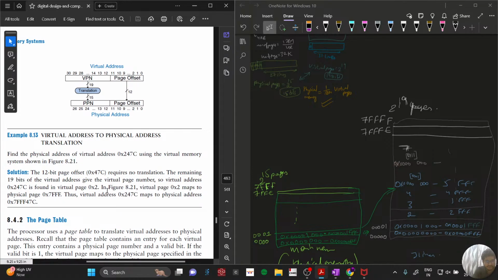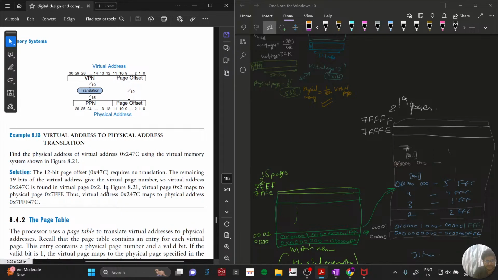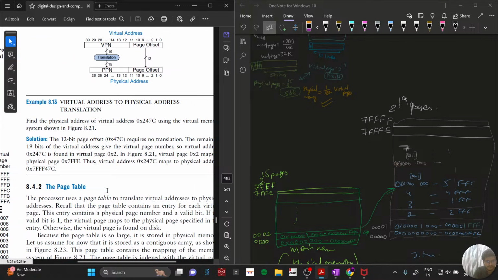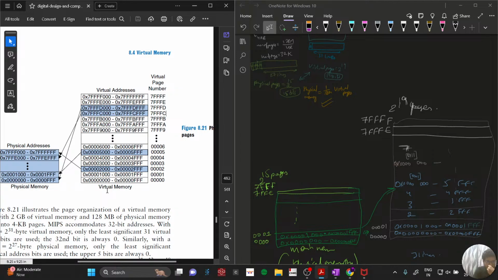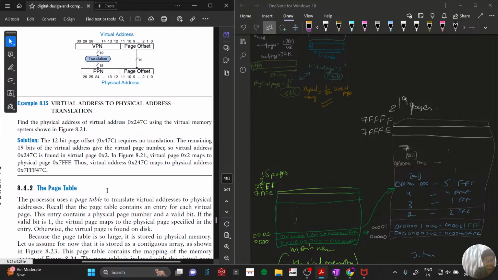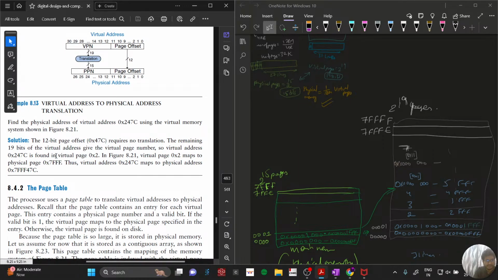Find the physical address of virtual address 247C. 47C is the offset using the virtual memory. The remaining 19 bits of the virtual address give the virtual page number. So the virtual address is found in virtual page 2. Virtual page 2 maps to physical page 7 triple F.